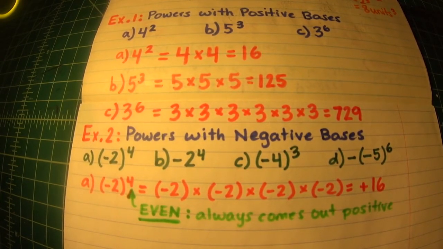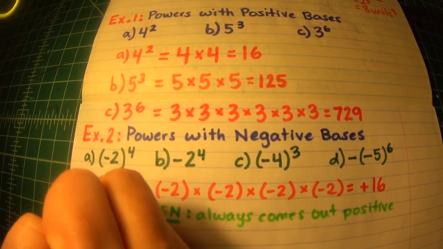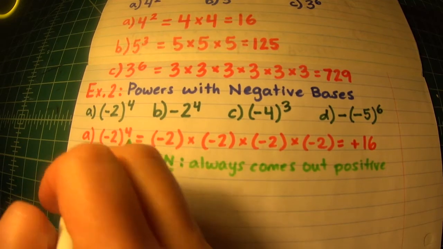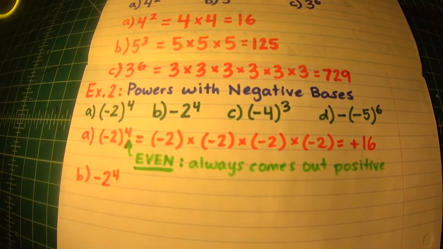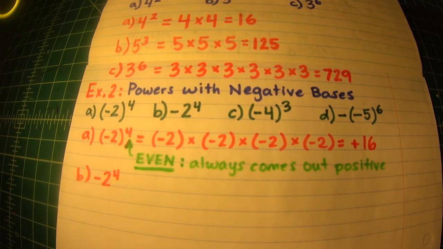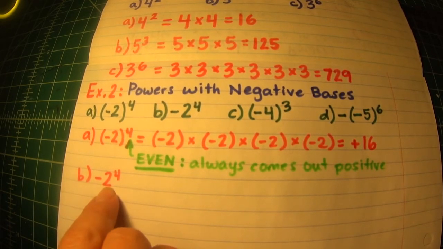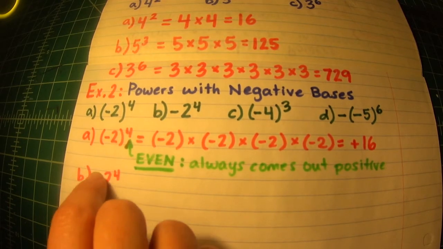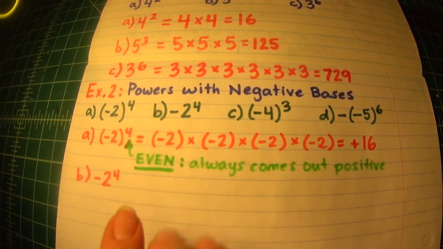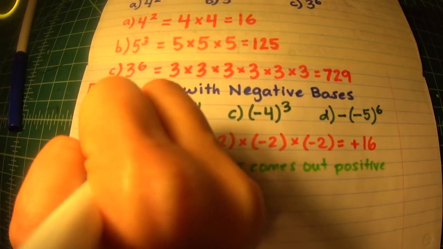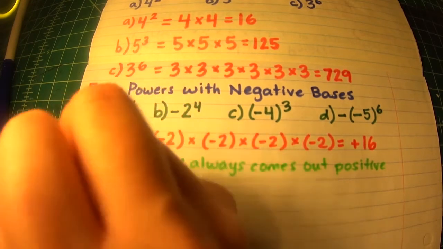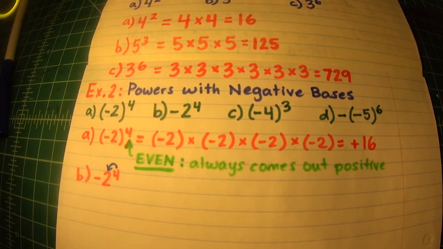Okay, next example now. B, we've got no brackets here, just -2 exponent 4. So you might think, how is this different than the first one? Well, if there are no brackets, then the base is actually just 2 exponent 4. The negative is not part of the base here because it hasn't been unified with the brackets. So that means that our exponent only applies to what's directly beside it. So it only applies to the 2.